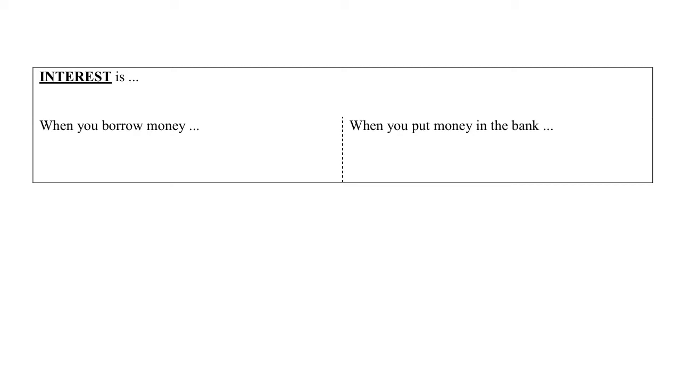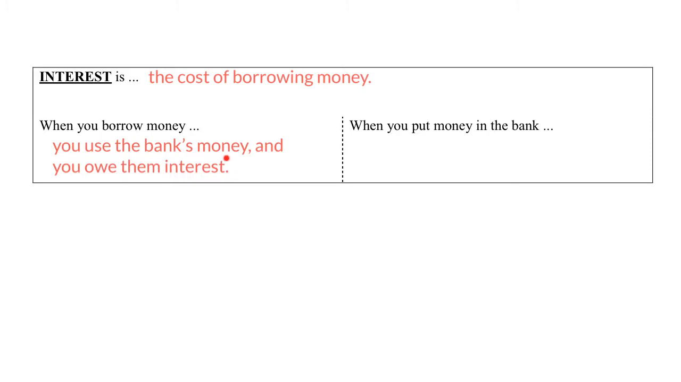In the previous lesson, I mentioned the word interest. So I want to talk more about what that is in this lesson. Interest is the cost of borrowing money. So there's kind of two ways you can think about this. When you borrow money from the bank, you use the bank's money and you owe them interest. When you put money in the bank, they use your money and they pay you interest.